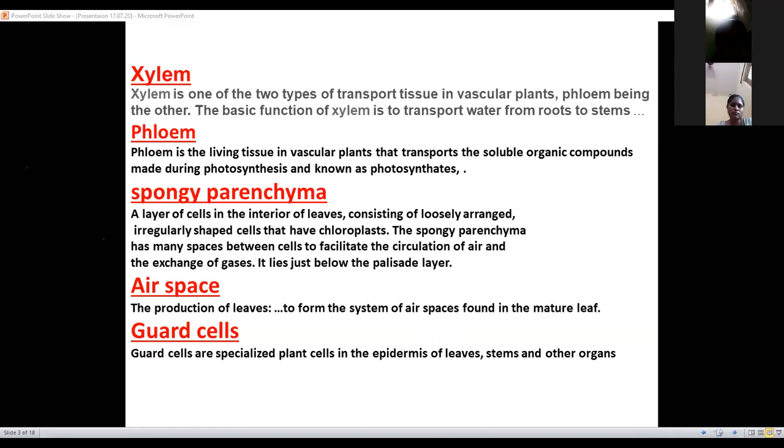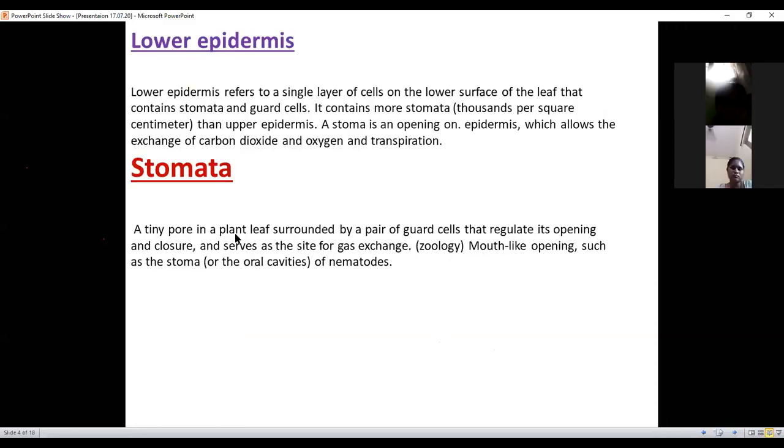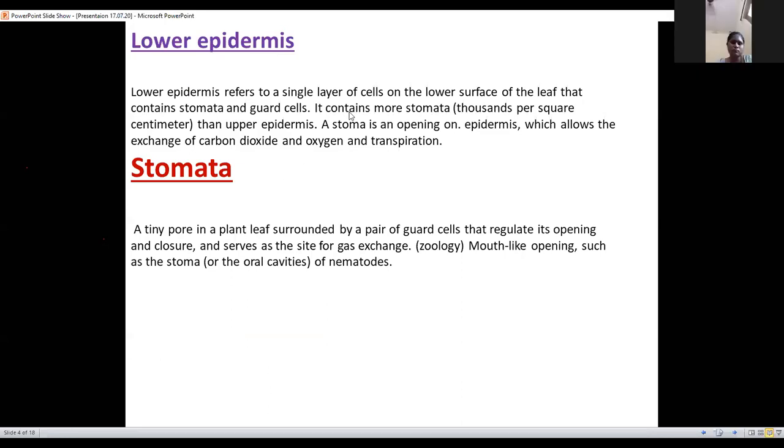lower epidermis. Lower epidermis refers to the single layer of cells on the lower surface of the leaf that contains stomata and guard cells. It contains more stomata than the upper epidermis. A stomata is an opening in the epidermis which allows the exchange of carbon dioxide and oxygen, and transpiration.